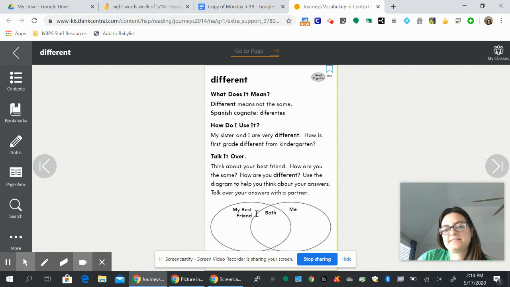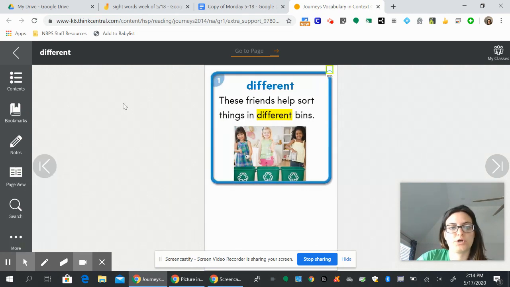So in this case, it says, think about your best friend. You might miss your best friend, right? Unless it's like your sister or your brother or your family member. And it says, how are you the same and how are you different? So it could be anything. It could be my best friend has curly hair and I have straight hair, right? So that's different. Think about one thing that is different before we spell this word out.